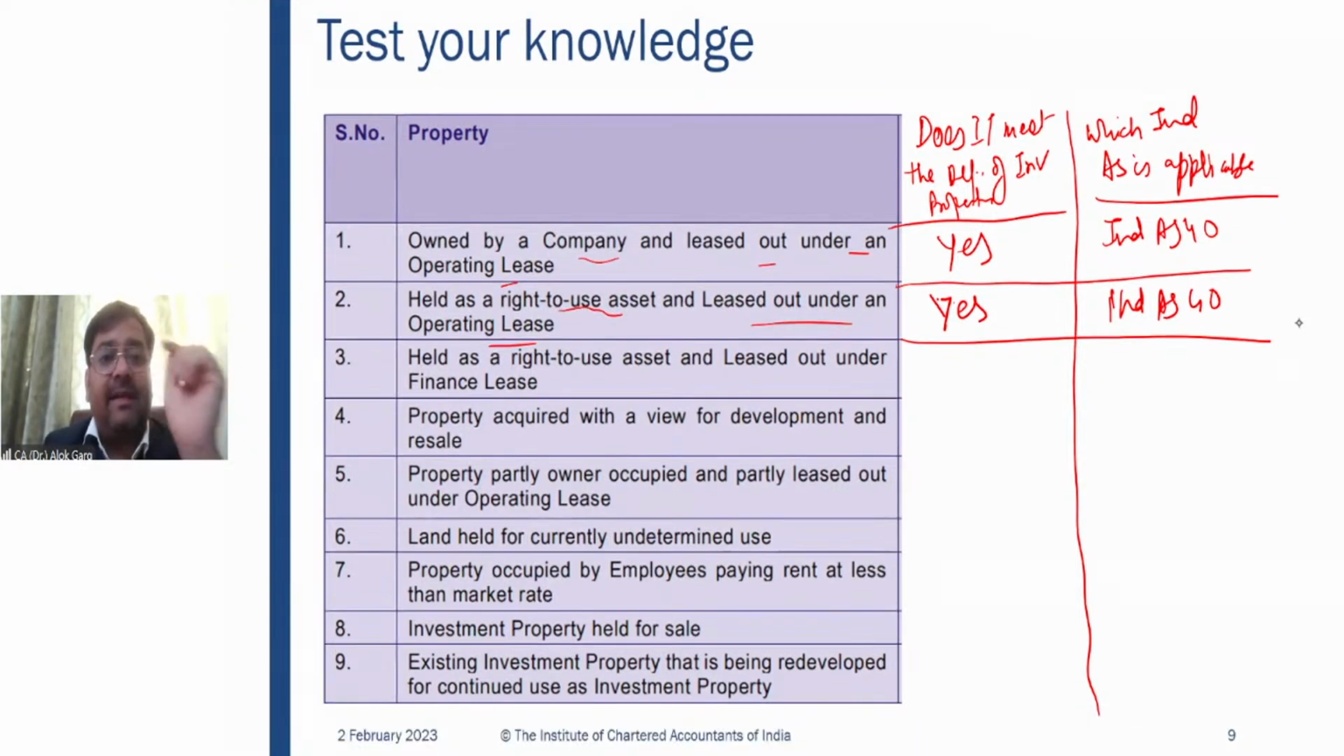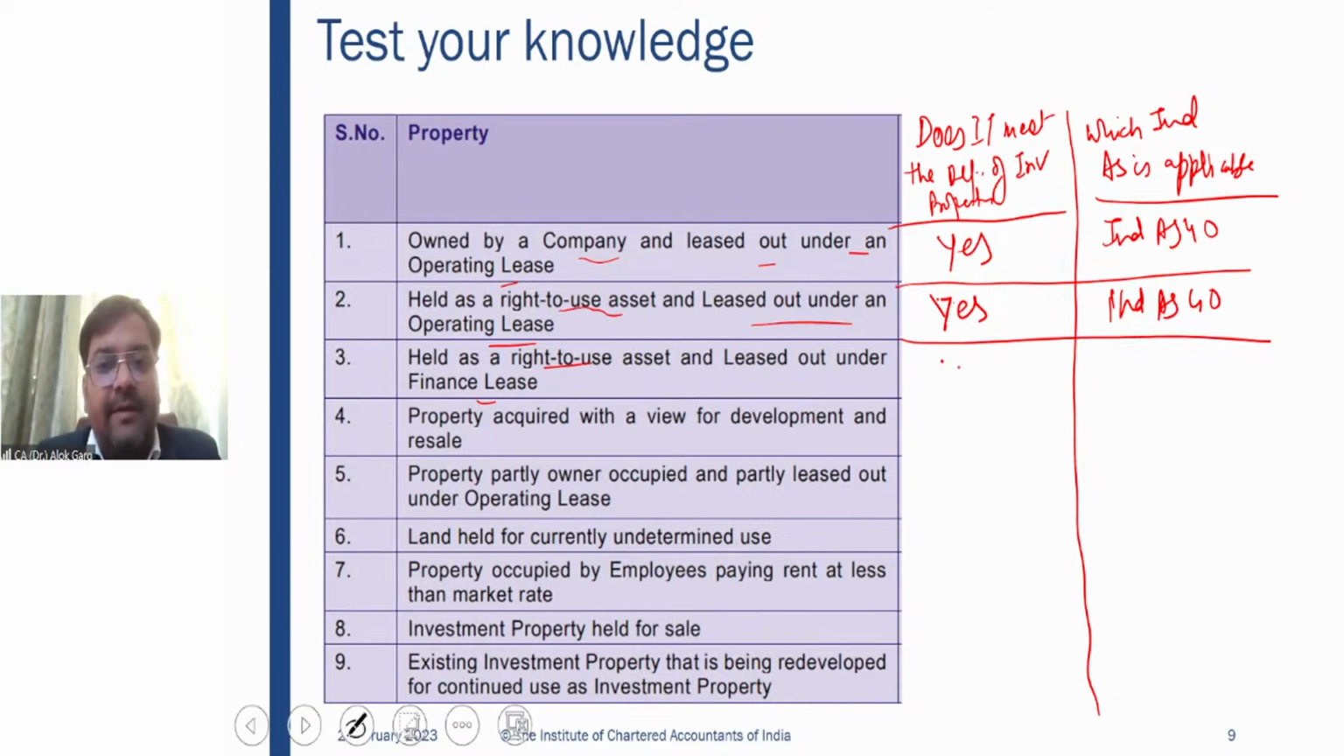Third, held as a right to use asset and leased out under a finance lease. For example, I'm a company. I have taken a building on a lease basis. Of course, I have created a right of use asset, but I have subleased that building, and that sublease is a finance lease. If that sublease is a finance lease, that asset will not survive in my books. So then what will happen? Of course, it is not an investment property, right?